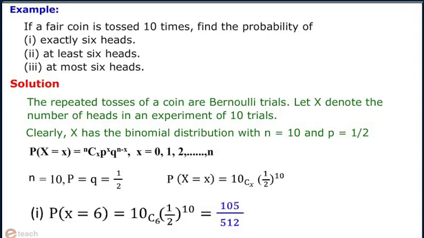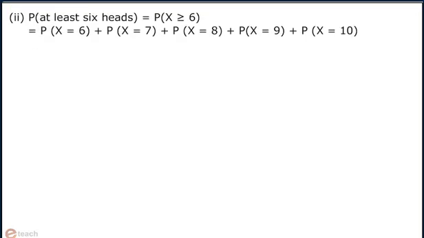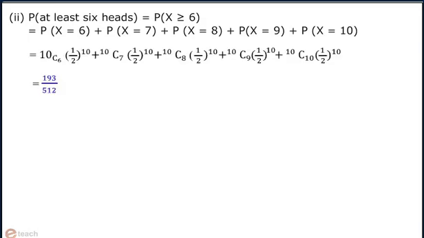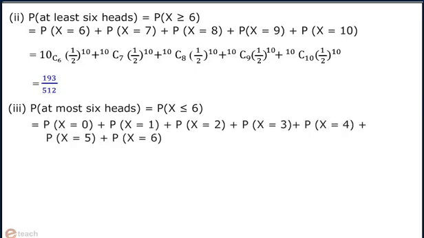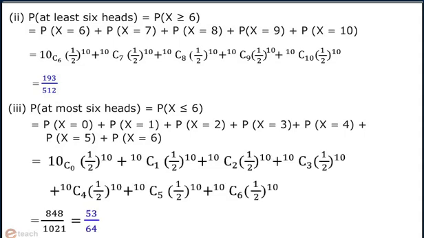Number 1. The probability of X equal to 6 comes out to be 105 divided by 512. Number 2. The probability of at least 6 heads is obtained by adding all the probabilities of X having a value greater than or equal to 6, and this comes out to be 193 divided by 512. Number 3. The probability of at most 6 heads is obtained by adding the probabilities of X taking the values from 0 to 6, and it comes out to be 53 by 64.